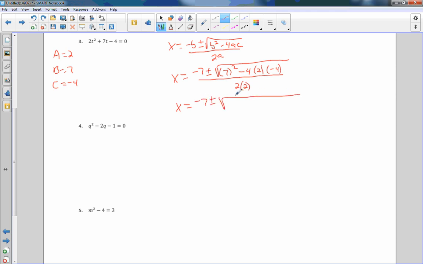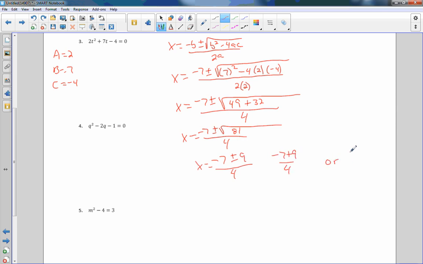Okay, once you get the hang of this, it gets quicker. Negative times a negative is positive. 4 times 2 is 8. 8 times 4 is 32, all over 4. X equals negative 7 plus or minus. 49 plus 32 is 81, all over 4. X equals negative 7 plus or minus the square root of 81, which is 9, over 4. So it's going to be negative 7 plus 9 over 4, or negative 7 minus 9 over 4.